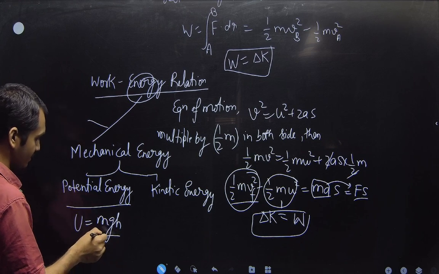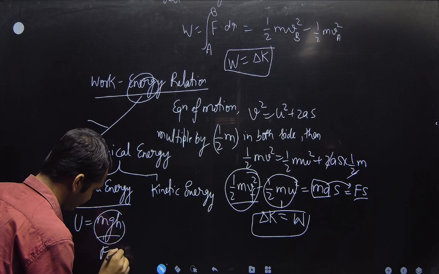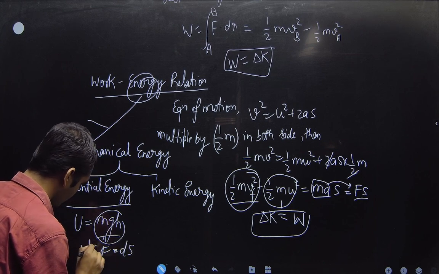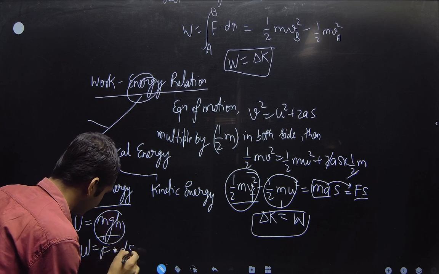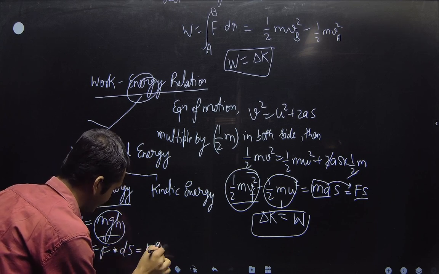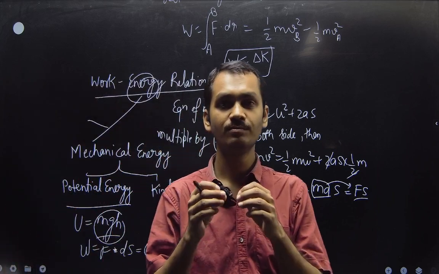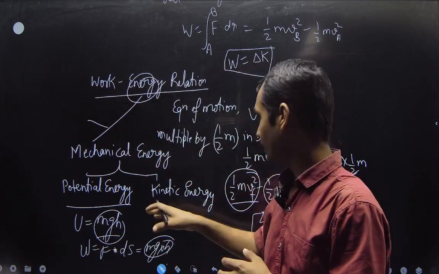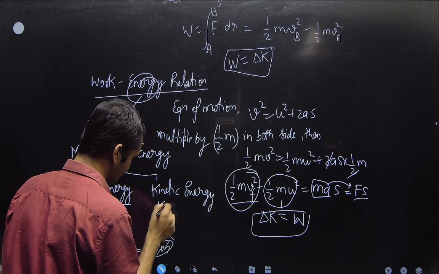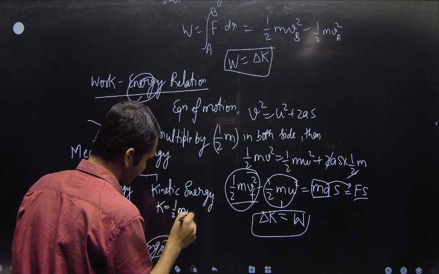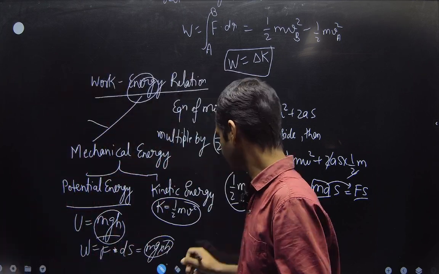How do we get it? From the force. I told you F into ds, that is the work, is stored in the form of energy. That's the ability. So F is mg and displacement is h, that is mgh. The energy because of the motion of an object is known as kinetic energy, and it comes similarly, 1/2 mv square. That is the kinetic energy.